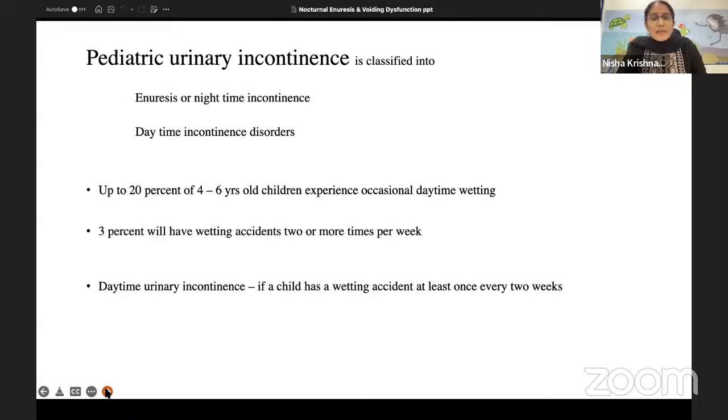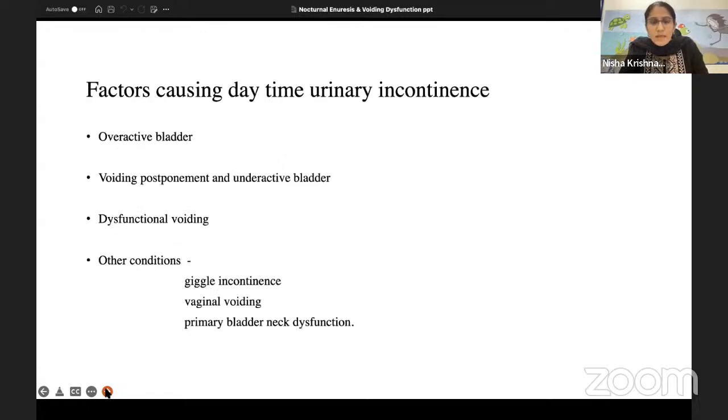Now, when we talk about pediatric urinary incontinence, it is largely divided, also for the ease of understanding, into nighttime enuresis or nighttime incontinence and daytime incontinence. They are not mutually exclusive, but just to help us understand. So daytime incontinence is something which we can label a child as having only after the age of 5 years, and that too if they have more than two such episodes happening once in at least a two-week span. In children younger than that, it cannot be yet called incontinence because they're still in the process of achieving the normal maturation. So typically, what causes daytime urinary incontinence?